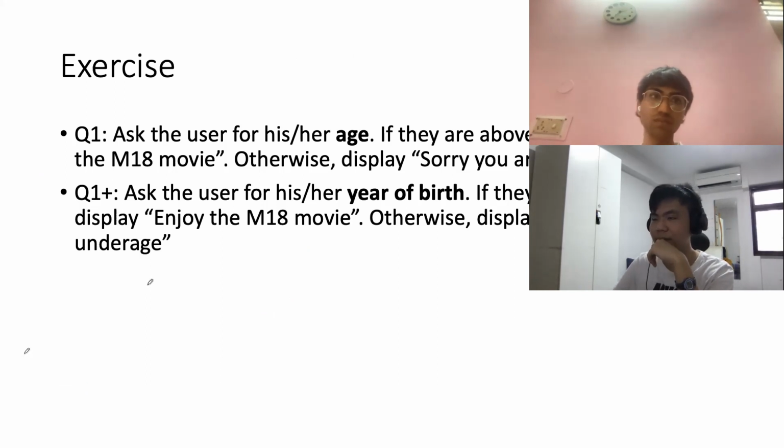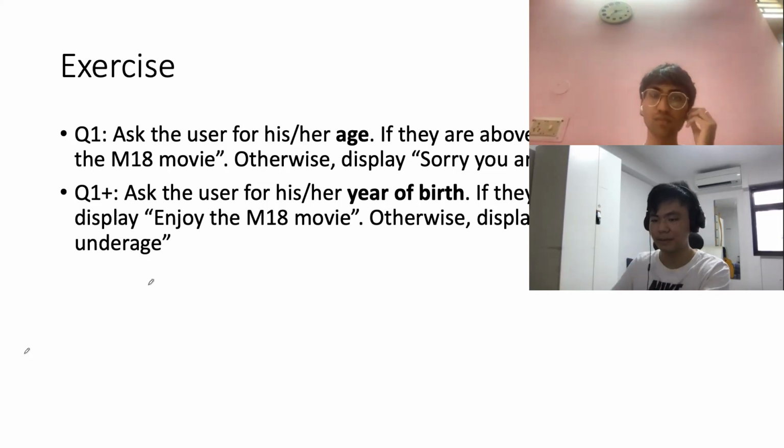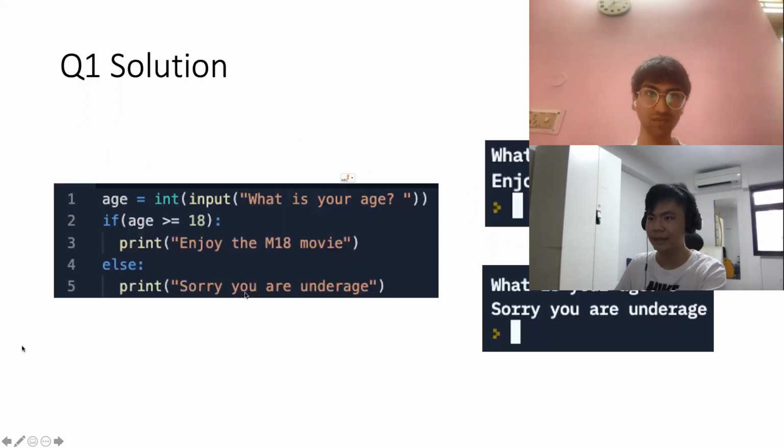Okay, so right now let's try some exercises. So the first exercise, you can ask the user for his or her age, and if they are above 18, then you print enjoy the M18 movie, otherwise print sorry you're underage.